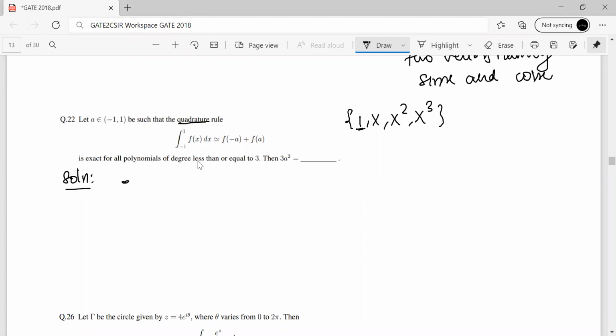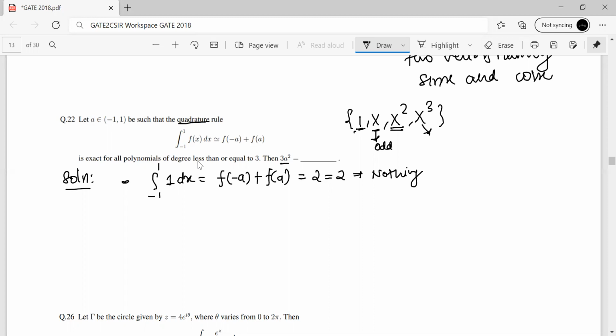So what if I apply the quadrature rule for this constant? I will have a problem because if I do this, watch it, integral minus 1 to 1 dx will be the same as f of minus a plus f of a. Then this quantity right here will give me 2, and that will be equal to 2. So this gives me nothing, because they want 3a square. And if I take x, then x is an odd degree polynomial, it will give me 0. So I can only play with x square because x cube is again odd, so it will again give me 0. So I have to take only x square.